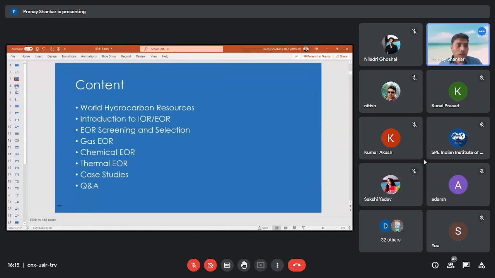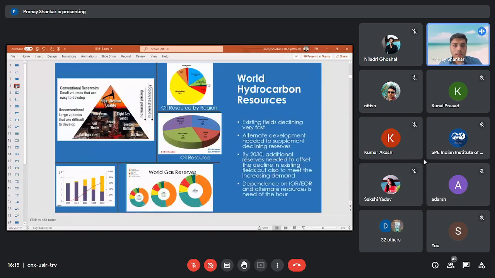Okay. So first, basically, I would like to share the current scenario. Data is maybe 1.5 years old, but it's still very relevant. So I don't know how to zoom it without getting into slides. So can you all see it clearly, these small charts?